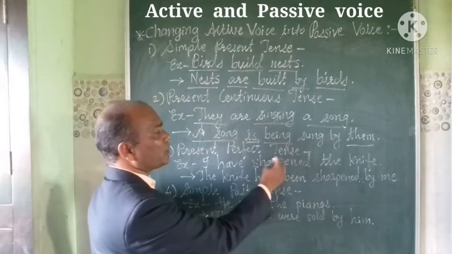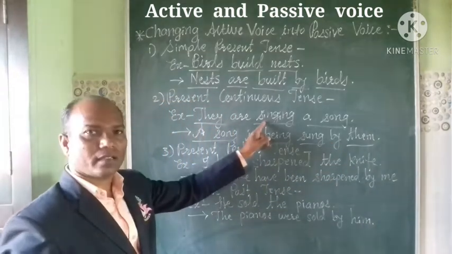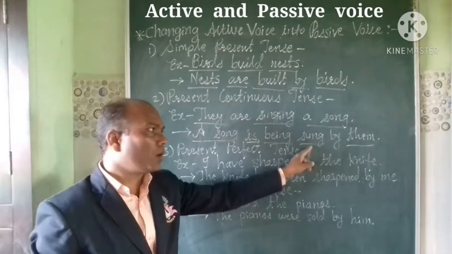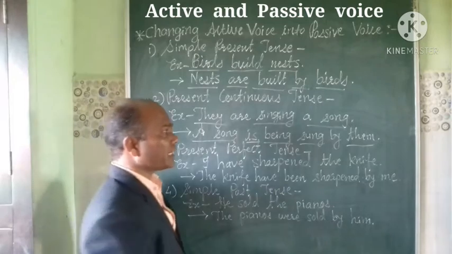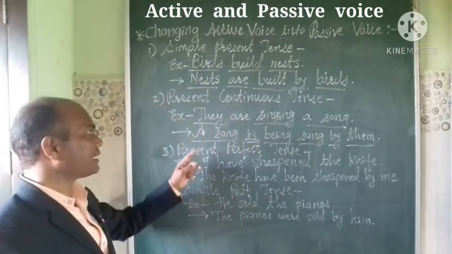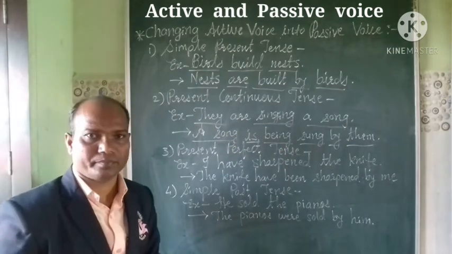Next, after using the helping verb, we have to use the third form of the verb sing. Sung. This is the past participle or the third form of the verb. Then we have to use the preposition by. In this way, the answer is: a song is being sung by them.